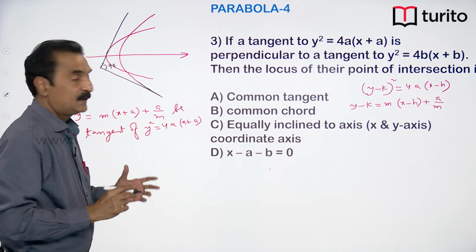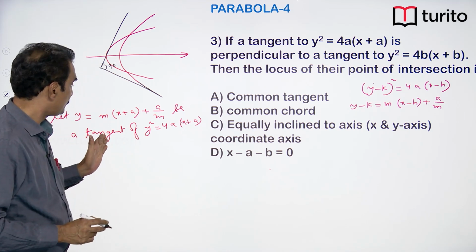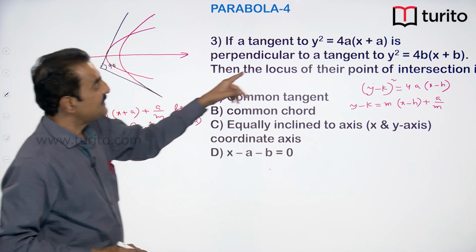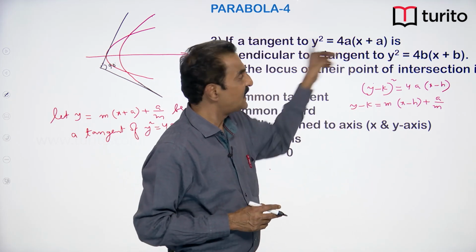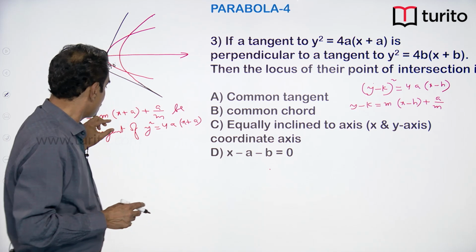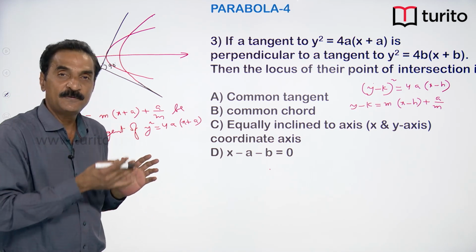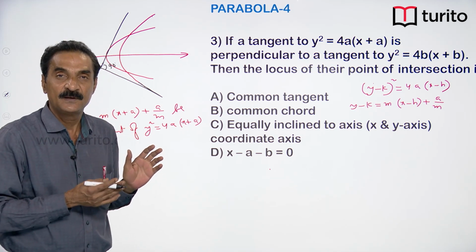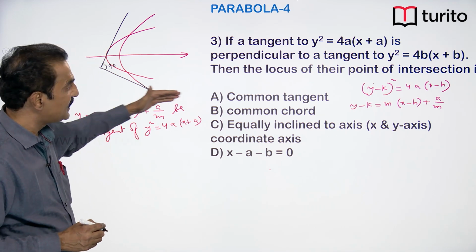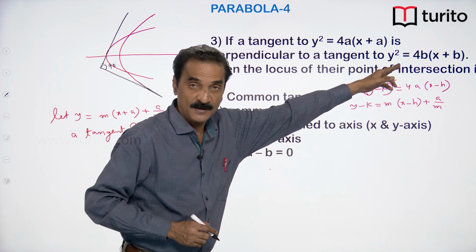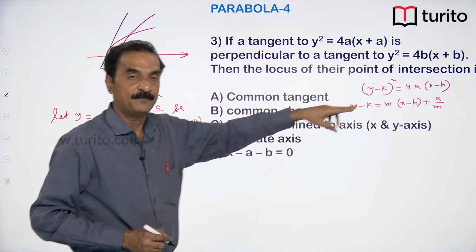Okay. Now, we have to take a tangent of the second parabola which is perpendicular to this tangent. If the slope of this line is m, the slope of the perpendicular line will be minus 1 by m. So, use the same formula, the slope form of the tangent of this parabola with slope minus 1 by m.